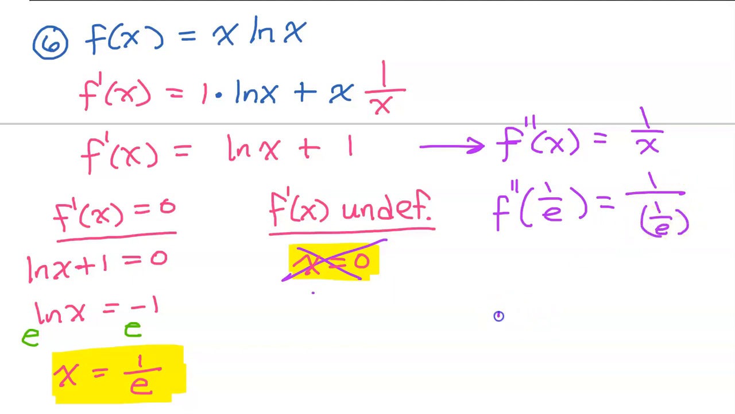Multiplying by the reciprocal, f double prime at 1 over e is equal to e. What's important is that this is a positive value, right? This is greater than 0. That means that the original function is concave up in an interval containing this value, which means that this is a minimum. Okay, the original function will have a minimum value at 1 over e.